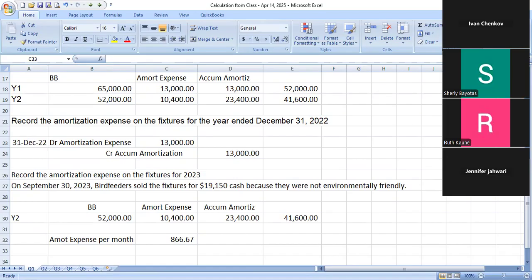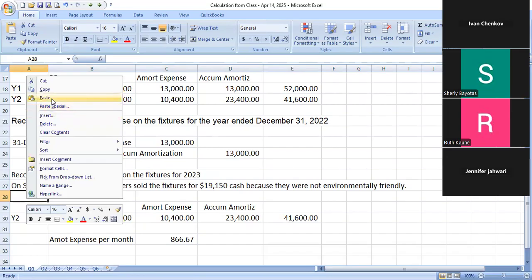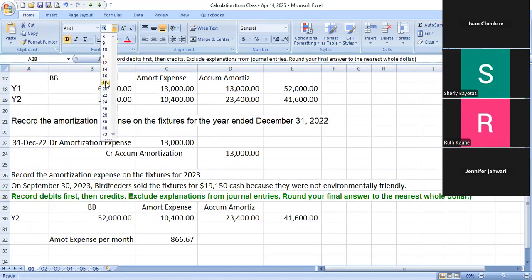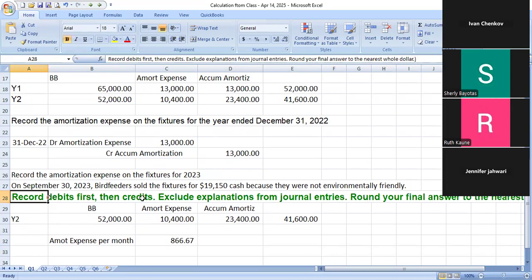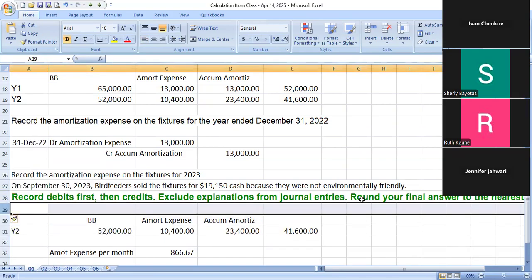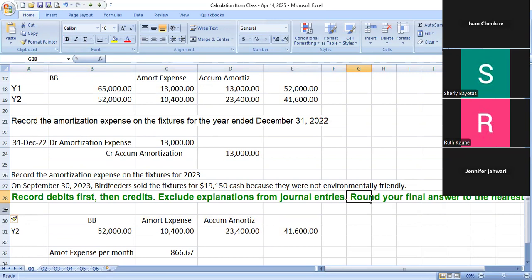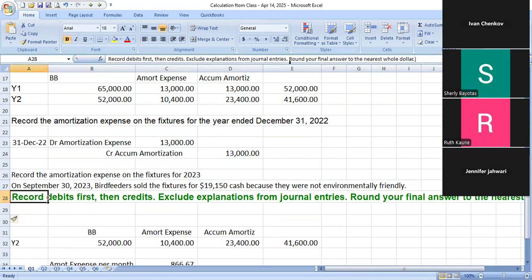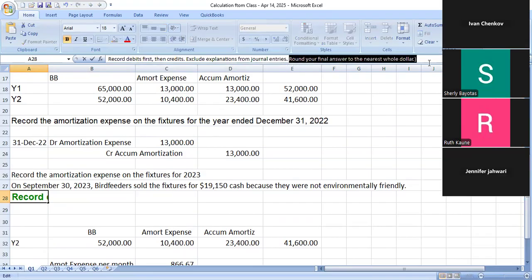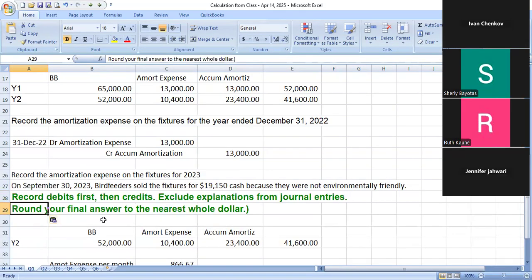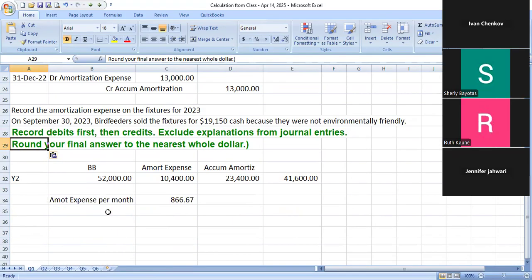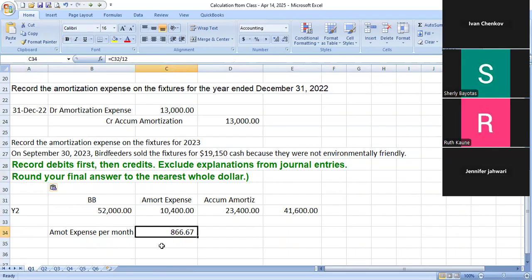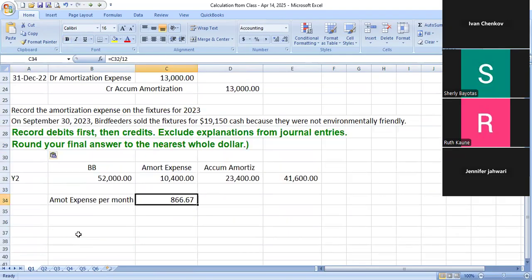On every question, you're going to have these things. The question is going to tell you this. Let's make it bigger so you can see it. Record debit first, then credits. Exclude explanation of the journal entry, so you don't have to provide an explanation. And round your final answer to the nearest whole dollar amount. So can I leave it like this? No. So let's go to the journal entry now.